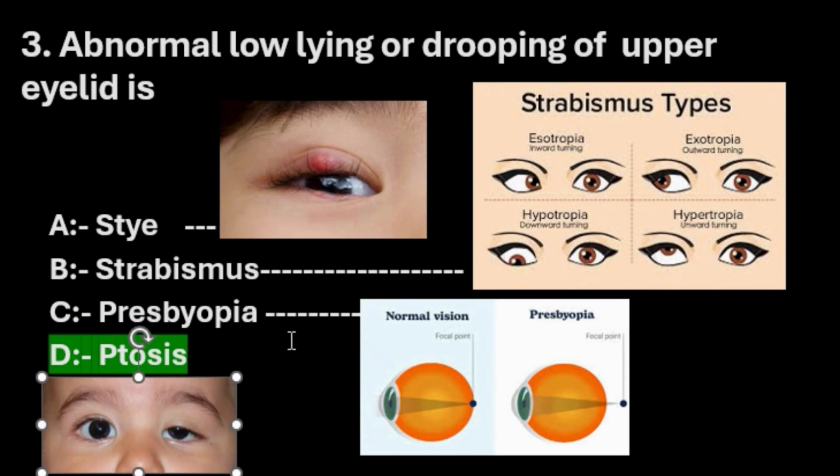Then presbyopia, it is the focal point abnormality. The focal point is behind the actual point. You can see here, in normal vision, the focal point is exactly on the retina. Here it is just behind the retina. That is presbyopia. Let us go to the next question.